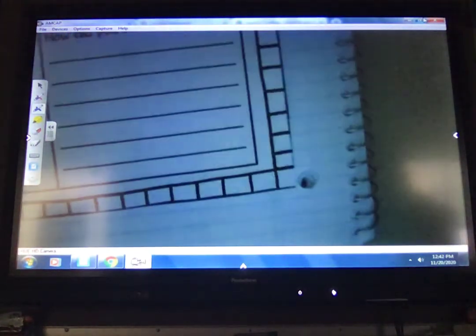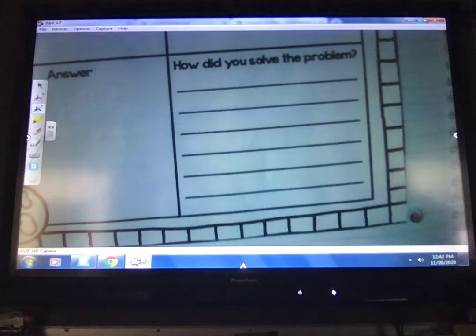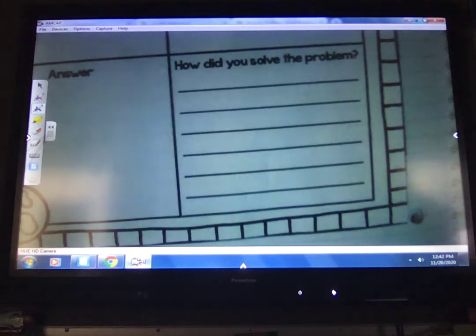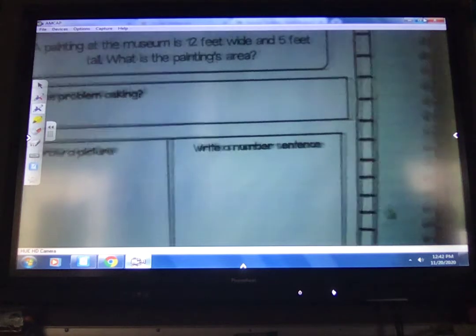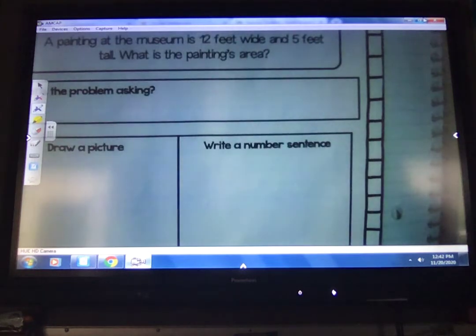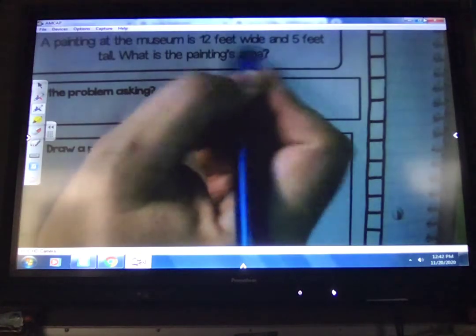I'm going to let you do this one on your own. It's the same way we just did the garden, except this time it's a painting. A painting is still a rectangular shape. It says the painting at the museum is 12 feet wide and 5 feet tall. And you're, again, finding area. So I'm going to let you work that one on your own. Same way, use our garden to help you.